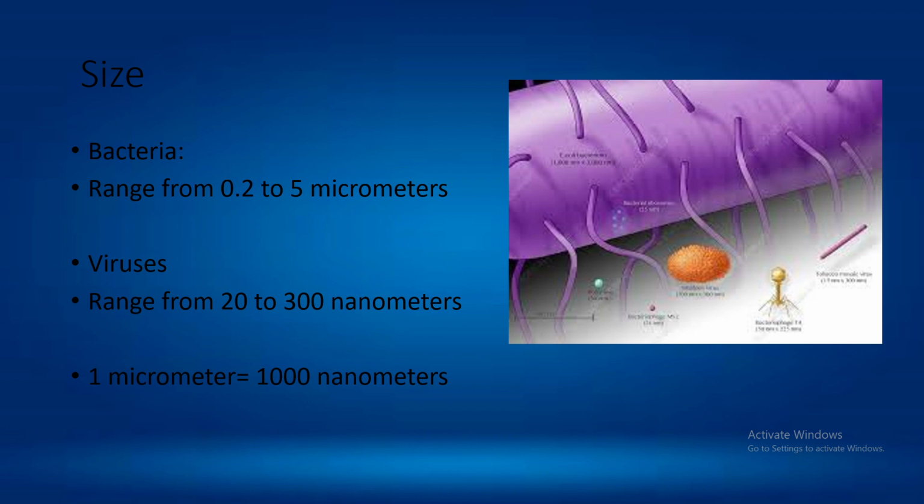Now let's talk about size. A bacteria ranges from around 0.2 to 5 micrometers, while a virus ranges from 20 to 300 nanometers. The difference is 1 micrometer equals 1,000 nanometers. This shows that the virus is extremely small. As we can see from the diagram, the viruses, these are the different types of viruses, are way smaller compared to the whole entire bacteria.